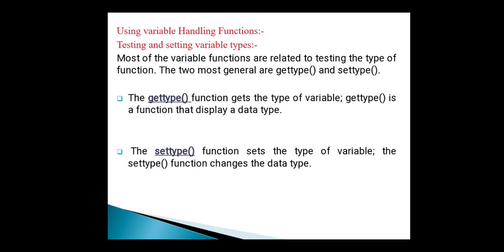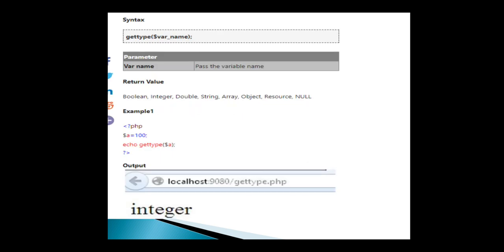Here it sets the type of the variable, right? The gettype function displays a data type, whereas the settype function changes the data type. Here you can see the syntax of gettype, that is gettype and variable name. Variable name means passing the name of the variable. It can return the values boolean, integer, double, string, array, object, resource and null.